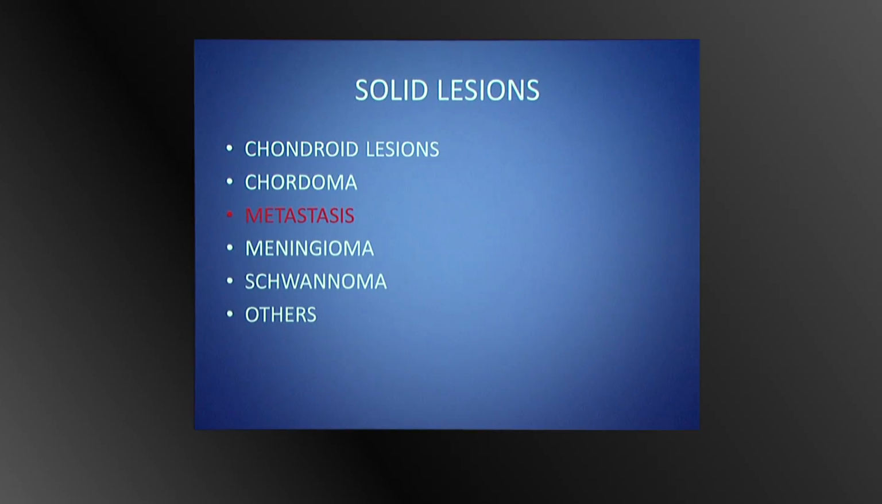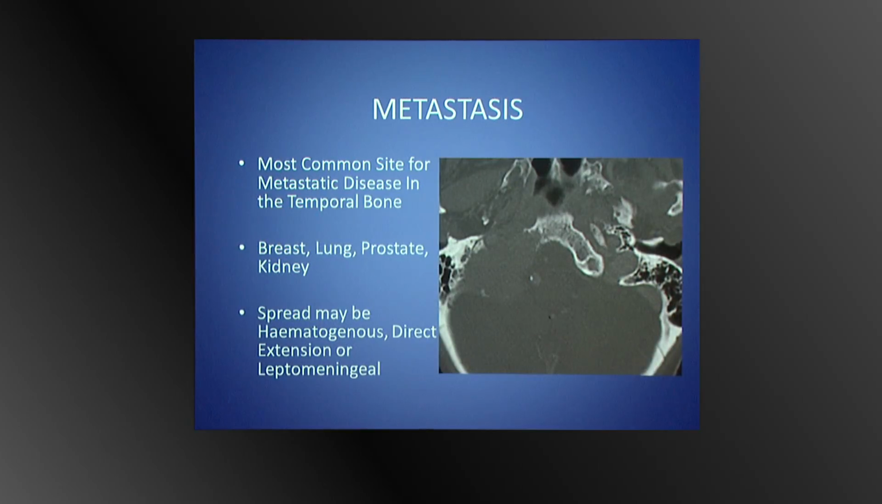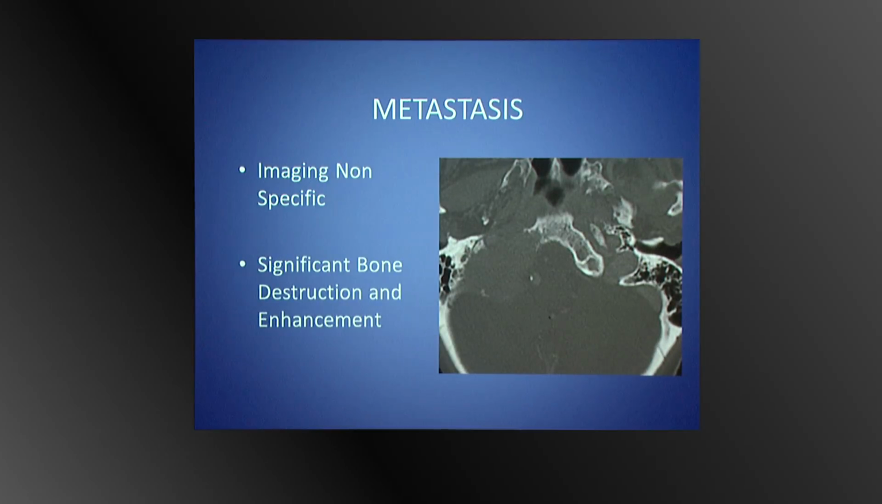Metastases are easy to diagnose, but usually there's a clinical scenario that's going to give you clues. They're in older patients who often have a known malignancy of breast, lung, prostate, or kidney as the most common. The petrous apex is in fact the most common site for metastatic disease to the temporal bone, and the spread could be by all of the known routes. The imaging is non-specific, so I think you just got to be aware of the clinical scenario.